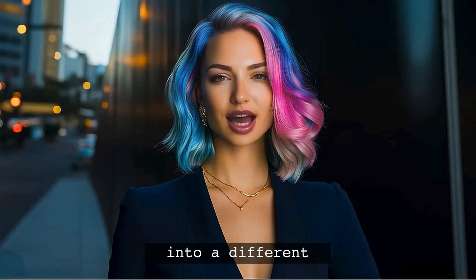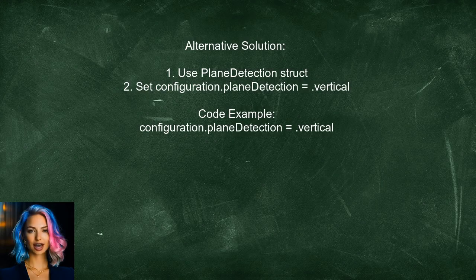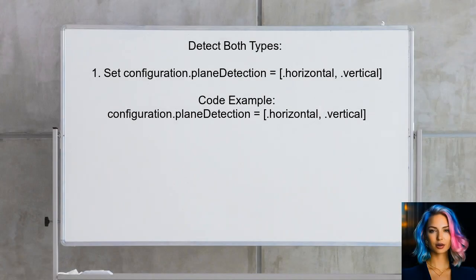Now, let's dive into a different answer from another user. An alternative approach for detecting vertical planes in ARKit is to use the plane detection struct. In ARKit 1.5 and higher, you can set the plane detection to vertical by using the configuration code. This allows you to detect walls and other vertical surfaces. You can also detect both horizontal and vertical planes simultaneously. To do this, modify the configuration to include both types. This is done by using an array with horizontal and vertical options.